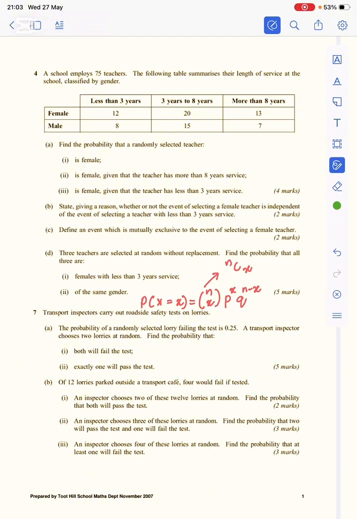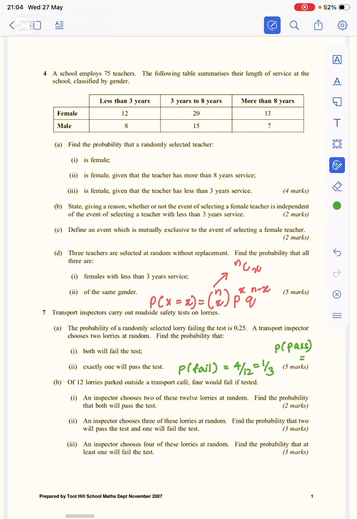Of 12 lorries parked outside a transport cafe, 4 would fail if tested. You can find the probability of fail as 4 divided by 12, or 1 over 3. Now this case is different from the previous because out of 12, 4 would fail the test. And P(pass), you can say success, is the remaining, that means 2 divided by 3.